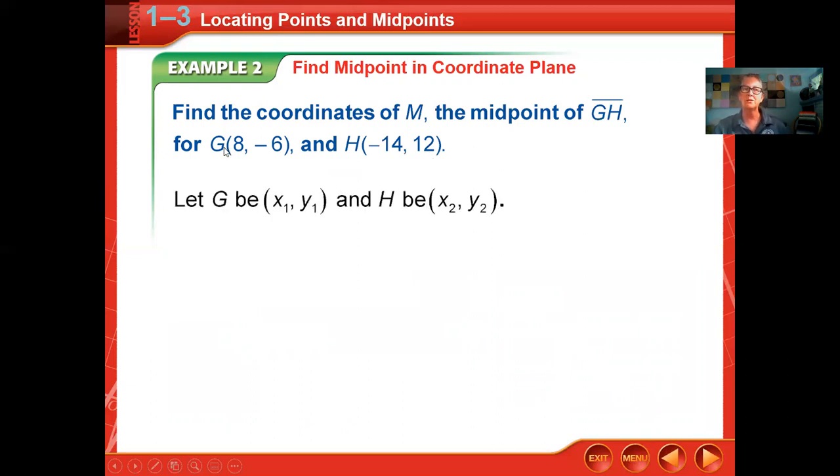And that's what they said. They're decided, and it doesn't matter as long as you're consistent. So they're saying, okay, point G, I'm going to call that one X1, Y1, and point H, I'm going to call that X2, Y2. So first I'm just going to show you how you would use the formula to solve this.